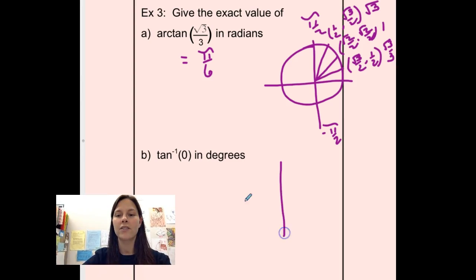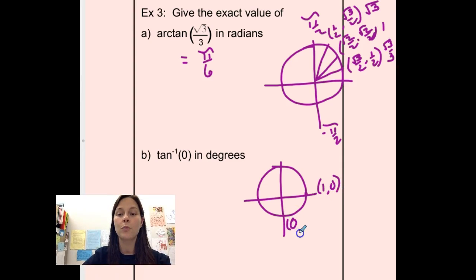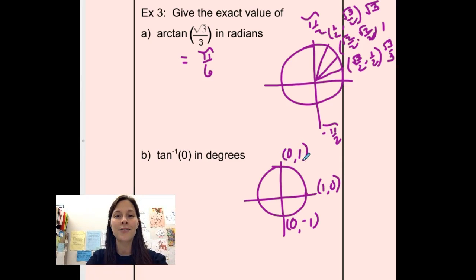Finally, tangent inverse of 0. Well, where is tangent 0? Tangent will be 0 when sine is 0. Tangent is undefined when cosine is 0. So tangent is undefined at the negative pi over 2 and positive pi over 2. And tangent is 0 when sine is 0 at 0 degrees.